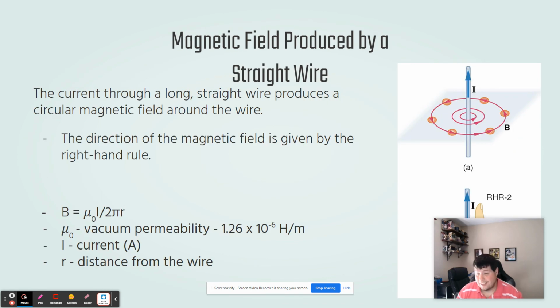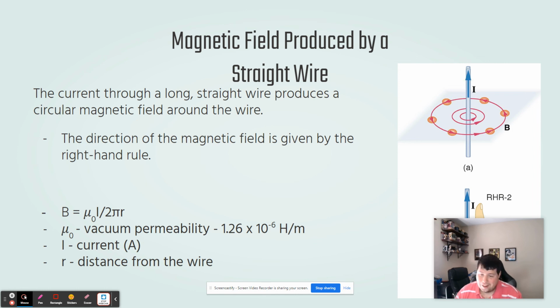Next is the equation to calculate this. If you want to calculate the magnetic field, it would be mu naught times I divided by 2 pi r. What's mu naught? Mu naught is another constant for us. It is called the vacuum permeability of space. It's 1.26 times 10 to the minus 6, and the unit of this is henries per meter. Just know that's it. We won't talk about henries much because we're not going to get into inductance, so just use that and you should be good to go.